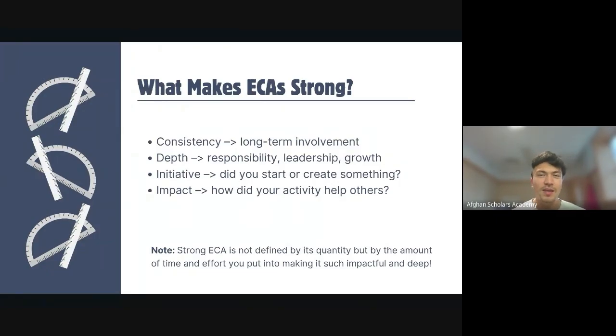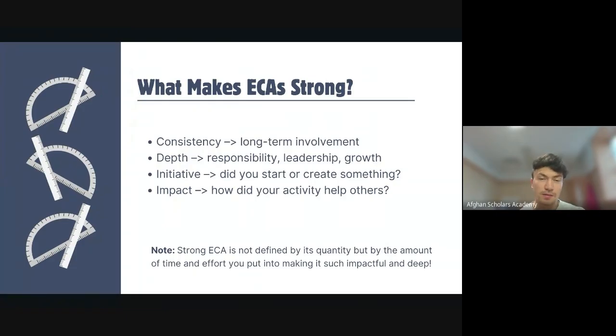And the depth is also very important. Like I talked about before, how you grew through that, the experiences you had, how other people contributed to your growth, and how you helped them grow. That's the depth, the amount of responsibility you take for yourself and for others. And the initiative: did you start or create something? If you start a community, a club in your high school, or an organization, that's also very effective for your application, but it should still have depth and consistency, and you should see how many people have been impacted by that. That's also a critical point you should watch for.